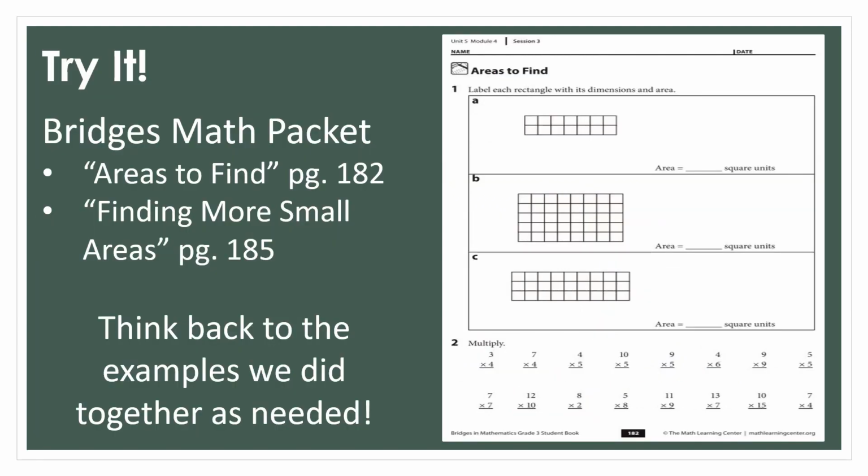Now it's time to try it. You will go to your Bridges Math Packet and find 2 activities to complete and practice these skills we have been talking about. First, you will go to Areas to Find on page 182. Problem number 1 requires that you label each rectangle with its dimensions and find its area. Problem number 2 is going to involve working on finding products for the multiplication facts listed below.